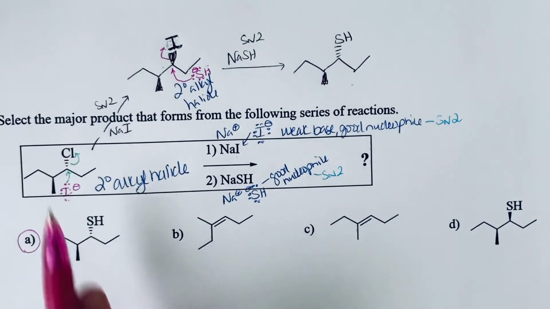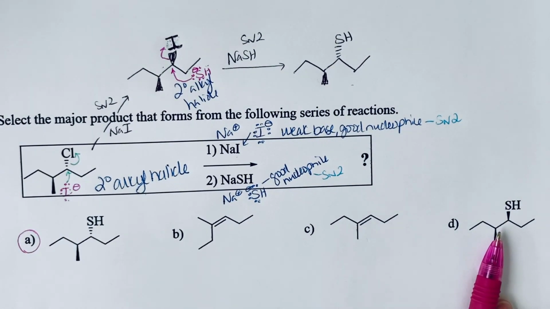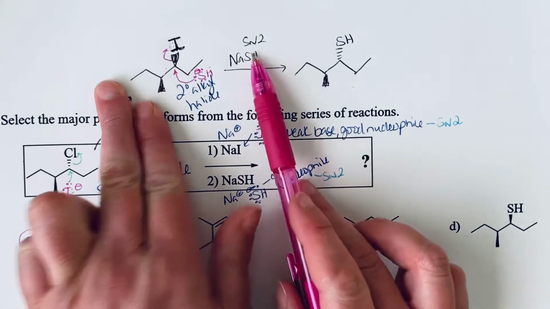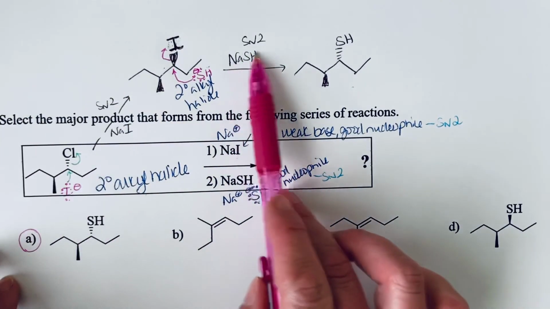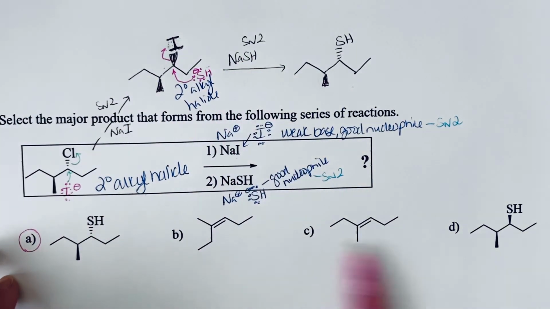Okay, so if we wanted to get our other substitution product D, we just wouldn't do that first step. We would just take our starting alkyl halide, treat it with our NaSH, and we would have gotten to D.